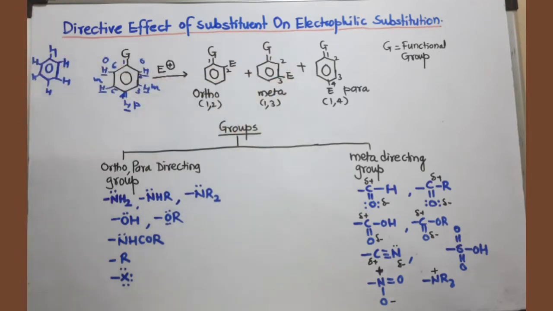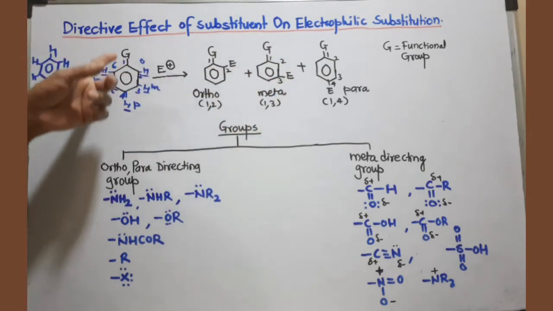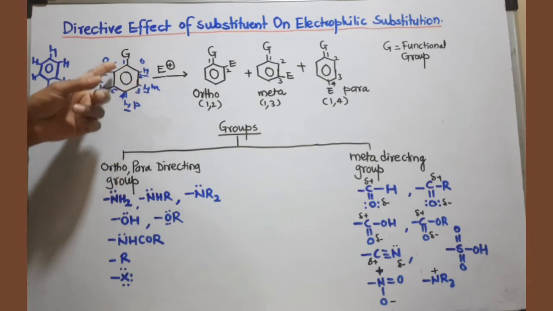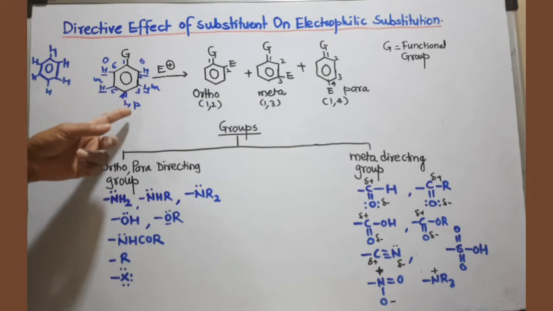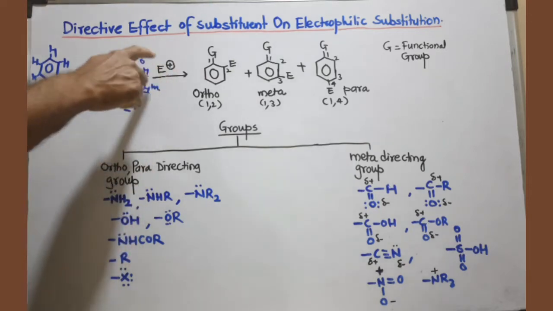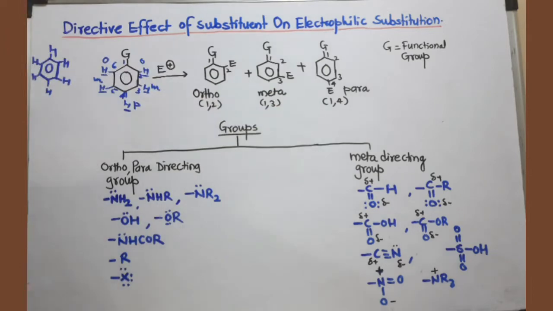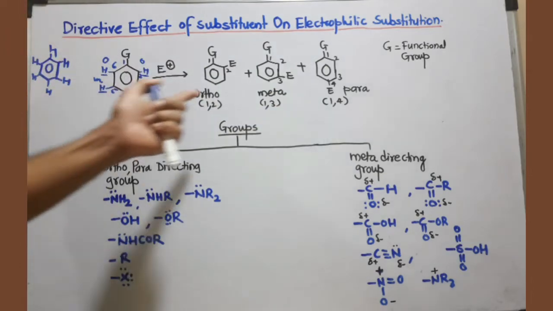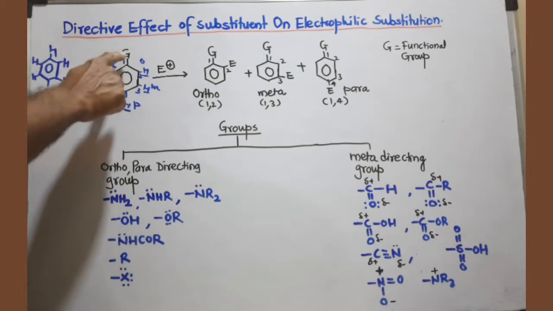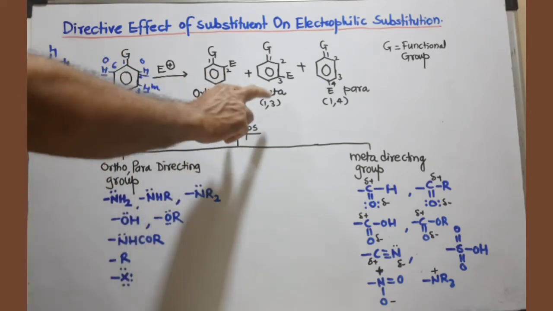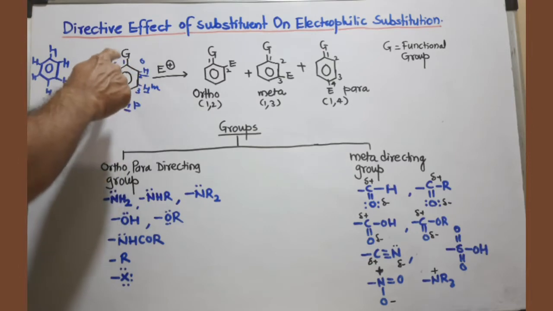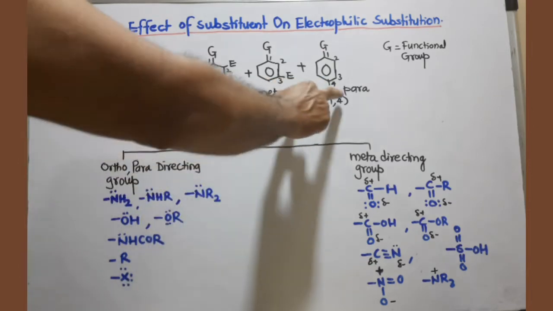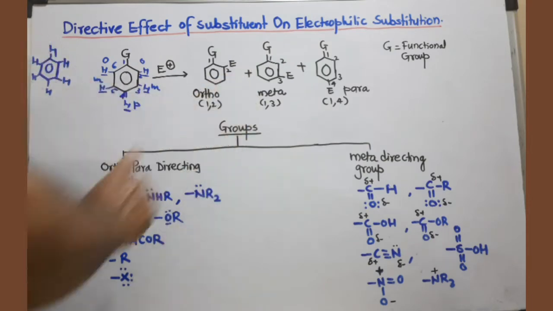get meta substituted product. And if the hydrogen present at the 4th carbon, which is the para position, is replaced by the incoming electrophile, we get the para substituted product. That means there are 3 possibilities now. In substituted benzene, we get ortho, meta, and para. But this is not actually the fact. The substituents or groups already present actually give either ortho-para substituted product or meta substituted product.